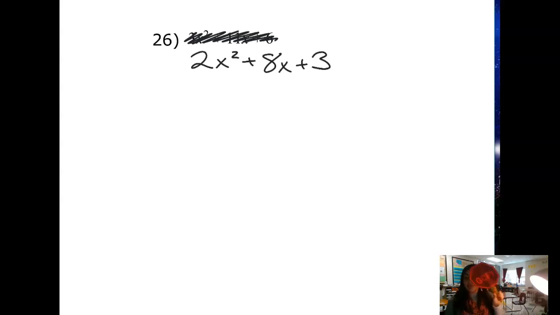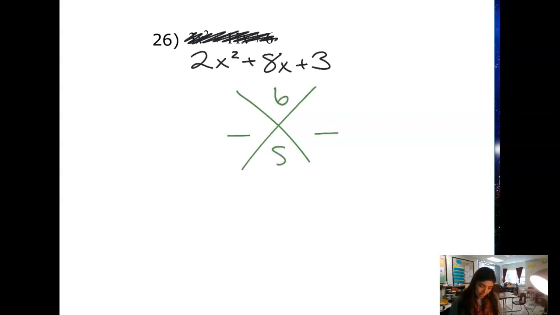We stop and we say, do 2, 8, and 3 have a GCF? No, they don't have a GCF. So I go ahead and set up my X puzzle. A times C goes in the top, B goes in the bottom, and A's go underneath. If I make a list for 6, only 6, because we're only making a list at the top, it's 1 times 6 and 2 times 3.